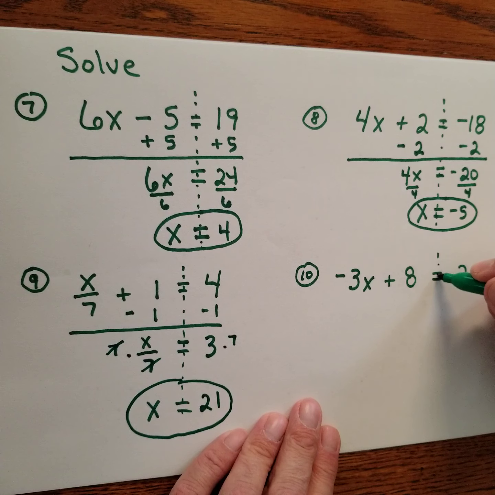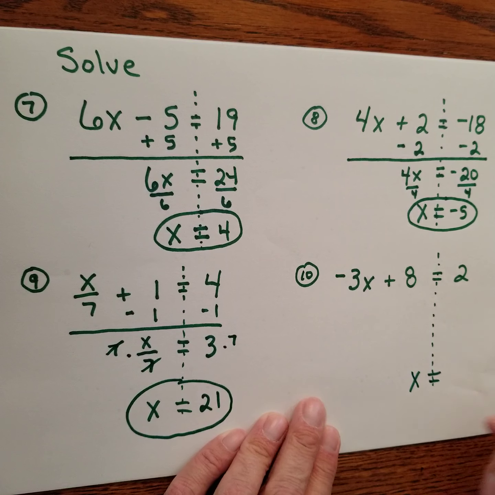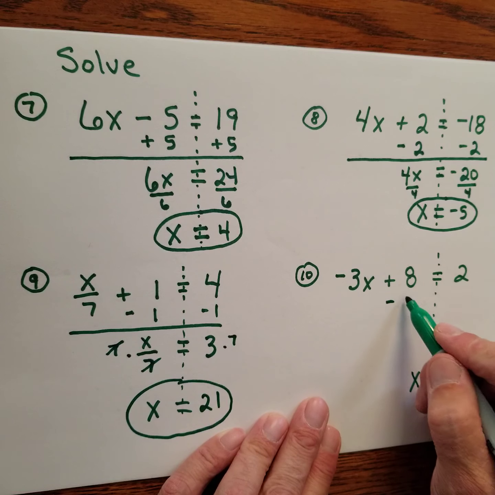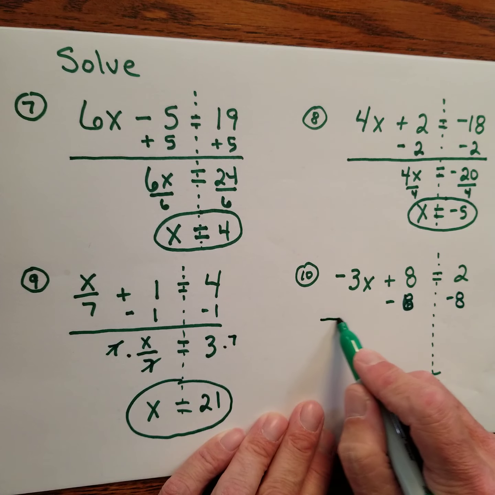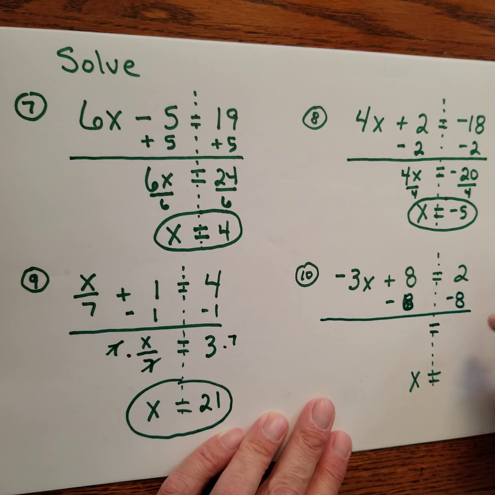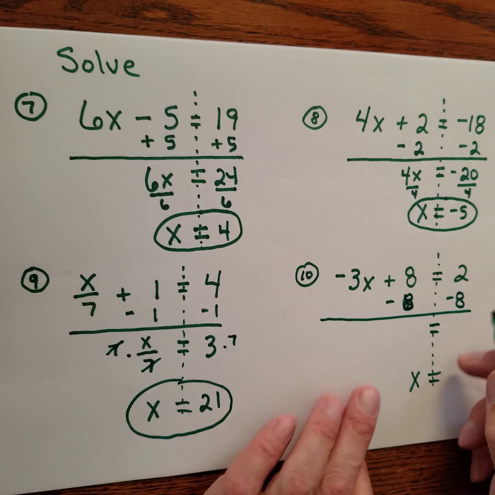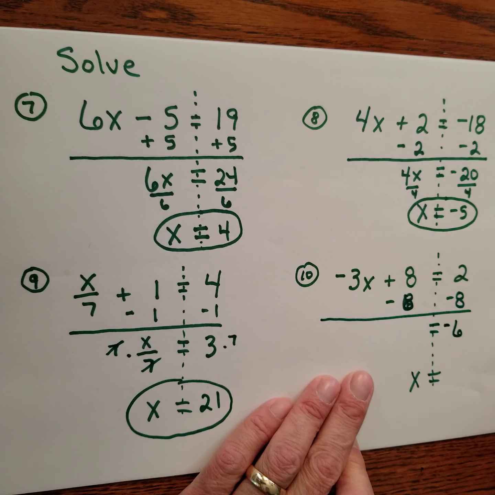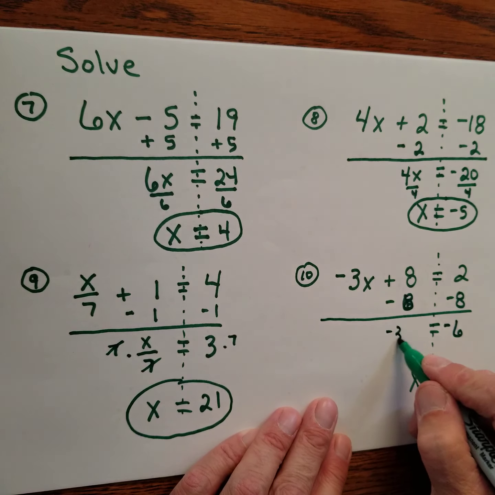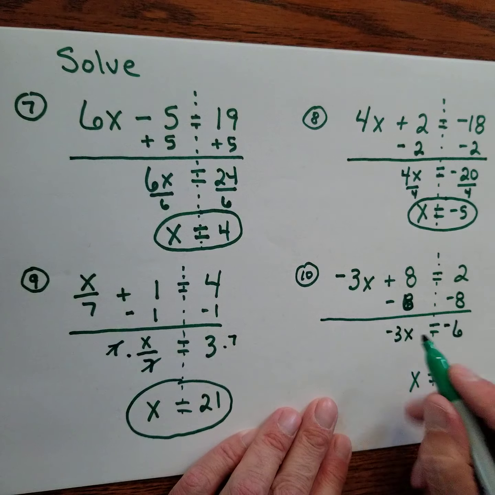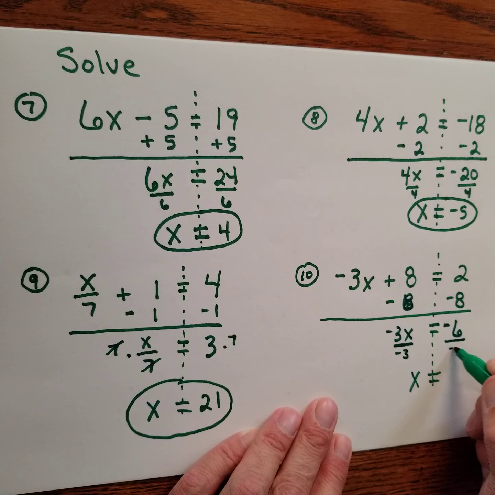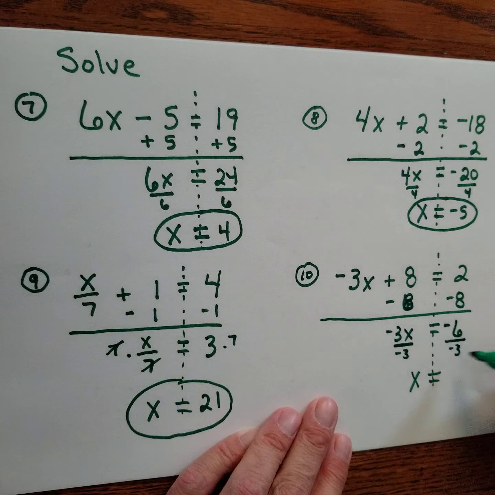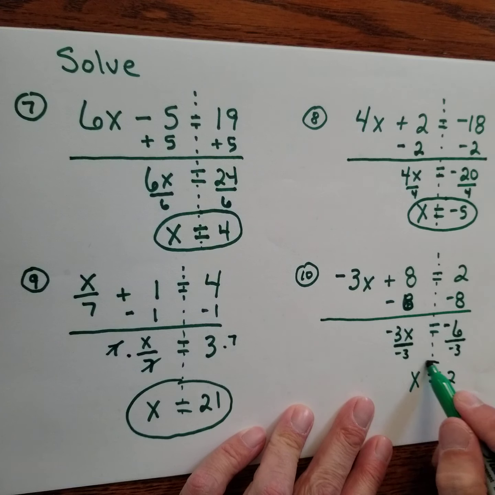Wrap things up with number 10. The inverse of addition is subtraction. When I combine numbers with different signs, I subtract and take the sign off the larger number. Now to get x by itself, I divide by -3. And when I divide with 2 negatives, my final answer is a positive.